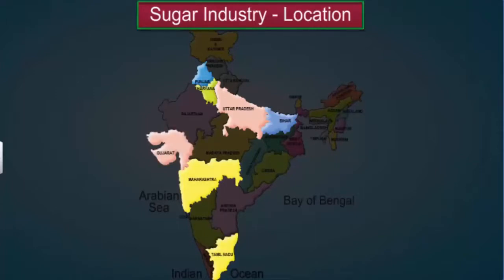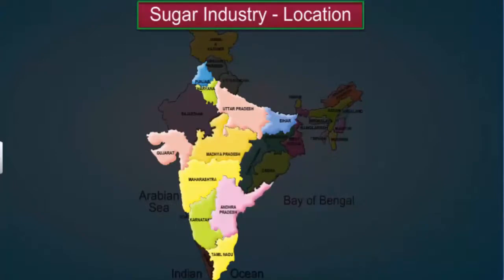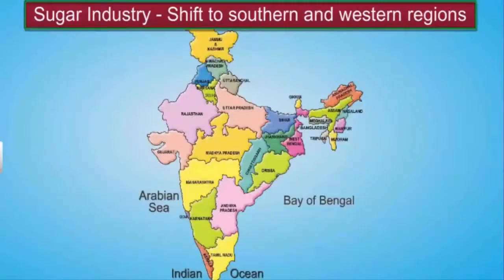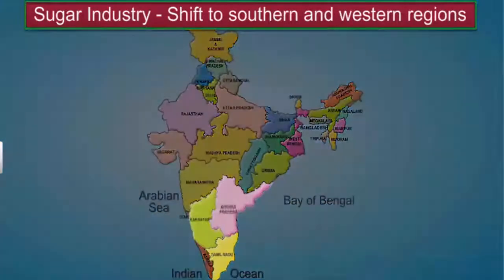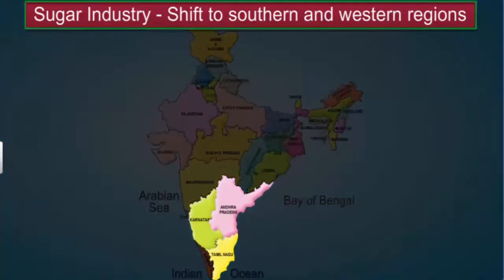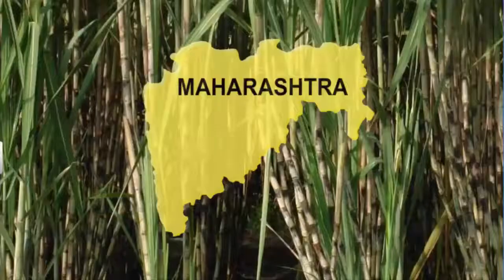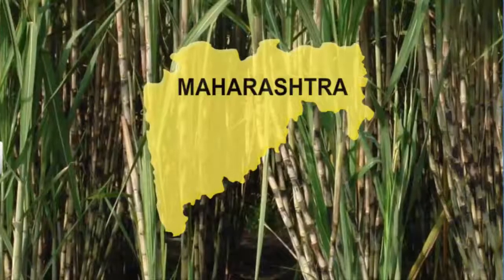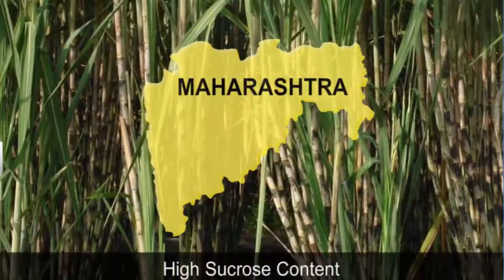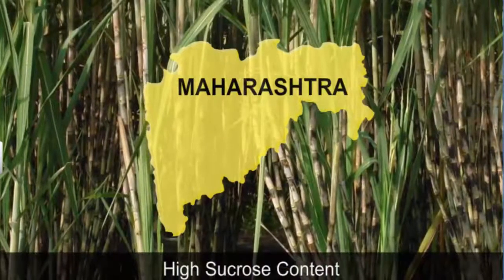Over the past few years, the sugar industry appears to be shifting to India's southern and western regions, especially Maharashtra. The main reasons for this trend are higher sucrose content of sugarcane grown in this region, a cooler climate, and the greater success of the cooperative sector in these areas.